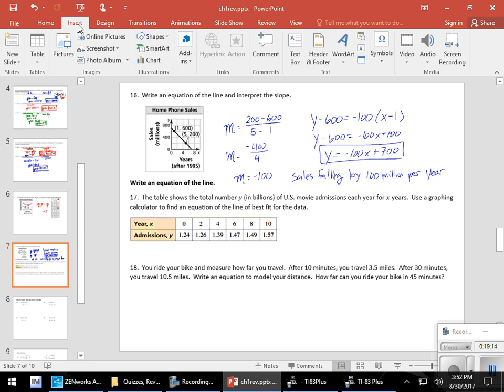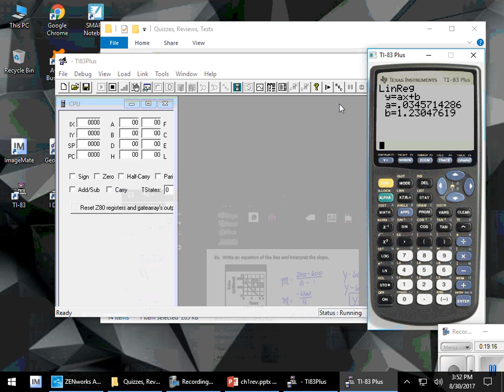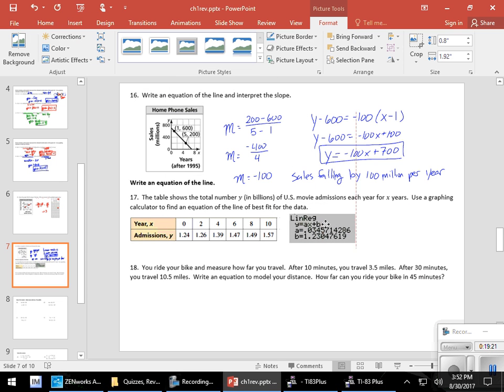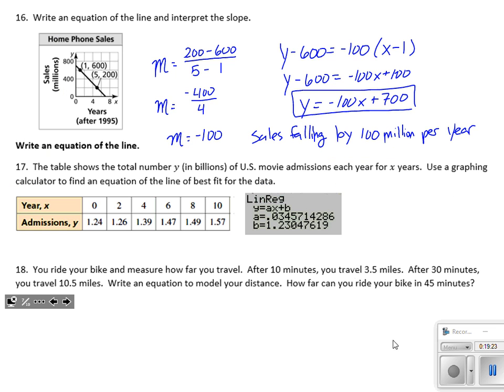Here I'm just going to grab that screen right there, and then we can go back to our slideshow. So the output of our calculator is saying that our linear regression equation, let's round to 3 decimal places, y equals 0.035x plus 1.23, and it's 1.230, so we don't need to round that at all.